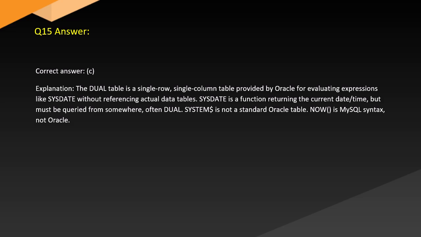The dual table is a single row, single column table provided by Oracle for evaluating expressions like sysdate without referencing actual data tables. Sysdate is a function returning the current date and time but must be queried from somewhere, often dual. System is not a standard Oracle table, and is more like MySQL syntax, not Oracle.